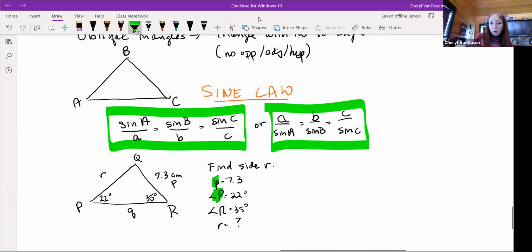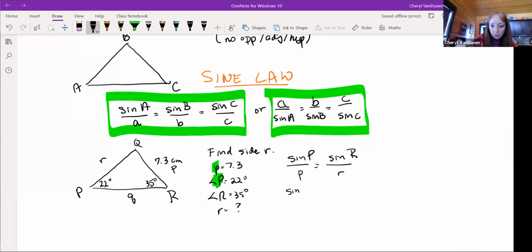When we write down our question here, we don't have A's, B's, and C's. I've kind of thrown a loop at us, we've got P's, Q's, and R's. We just follow the pattern of the sine law. So we write down sine of P over lowercase p is sine of R over lowercase r. Now we throw our numbers in: sine of 22 over 7.3 is sine of 35 over r. Just tucking everything in there, and then it's just cross multiplying.